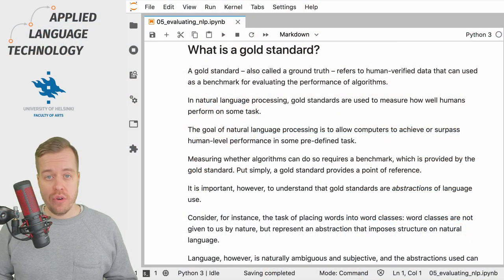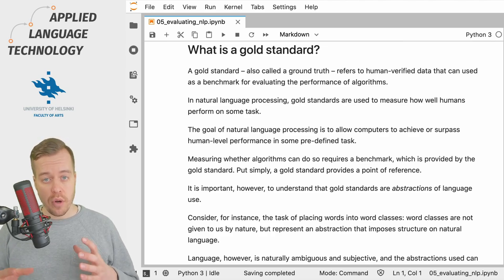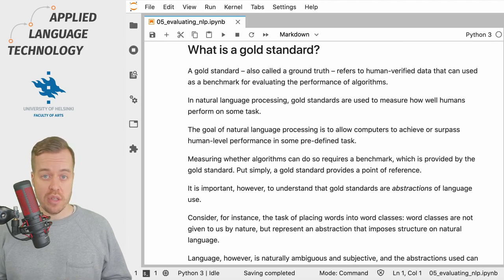Hi, in this video I'm going to tell you about the concept of a gold standard and what this concept means in the context of natural language processing. A gold standard, or a ground truth, refers to some body of human verified data that can be used as a benchmark for evaluating the performance of natural language processing models. To put it simply, a gold standard is a baseline for human performance on some natural language processing task.